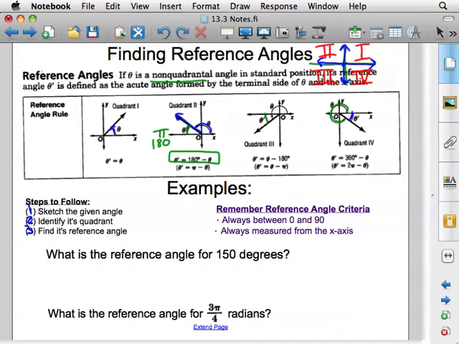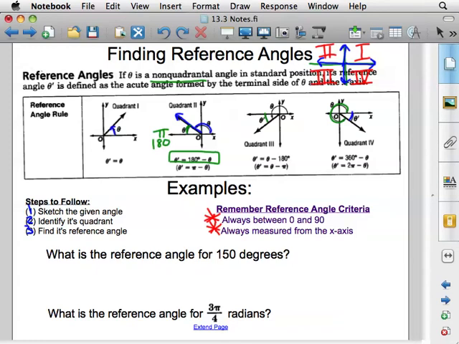A couple of things you need to remember. Reference angles always need to be between 0 and 90. So if you find something out of that range, you know you've made a mistake. And also, they're always what's measured from the x-axis.